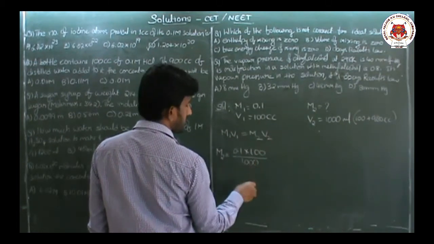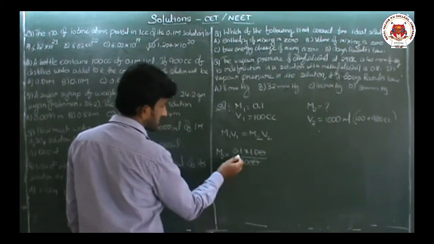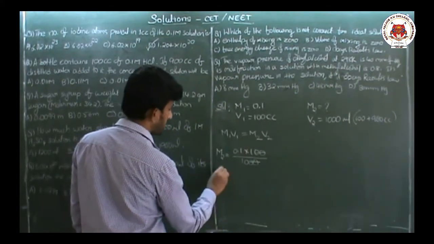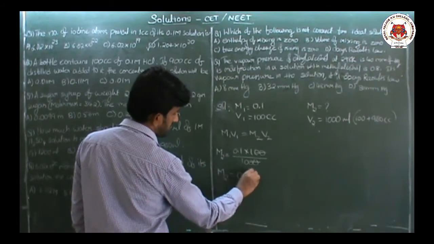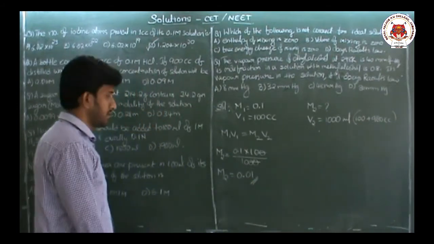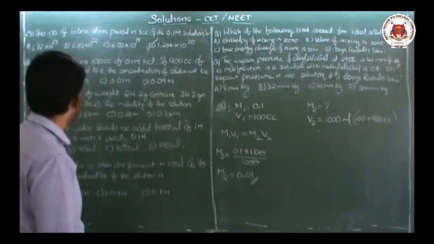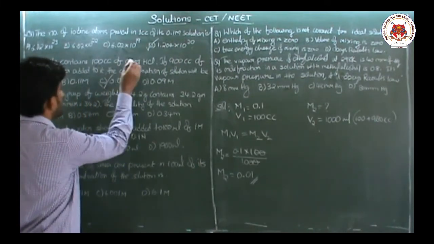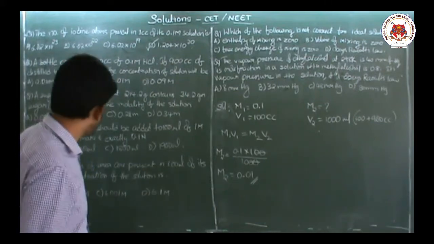0.1 into 100 divided by 1000. That means these two zeros you can cancel. This is 10 power minus 1, or you can write it directly as 0.1 divided by 10, which is 0.01. So what is the new molarity of the solution? The final molarity is 0.01.